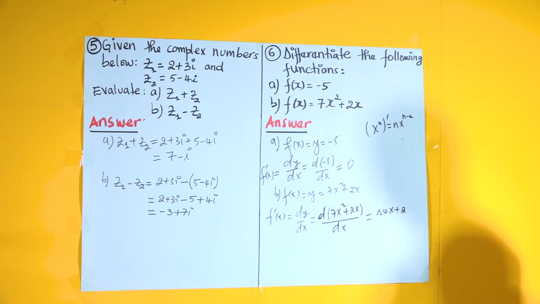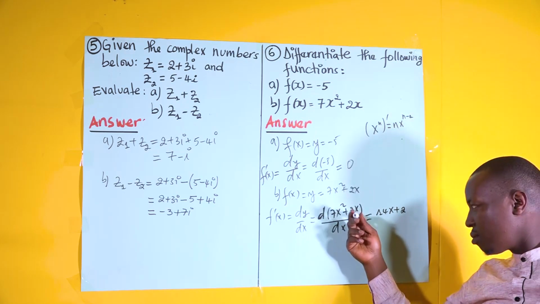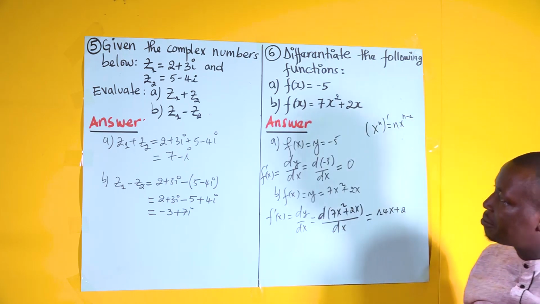So this is the answer for such a question like this one. Because the derivative of 2x, we make the derivative of x, and the derivative of x gives us 1. So this is the answer.